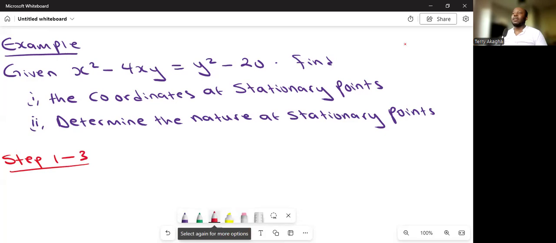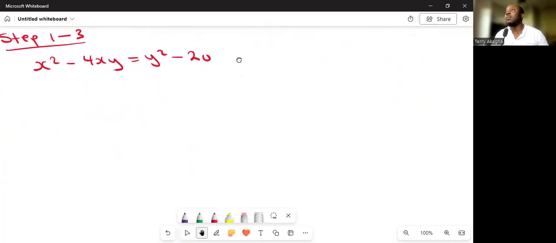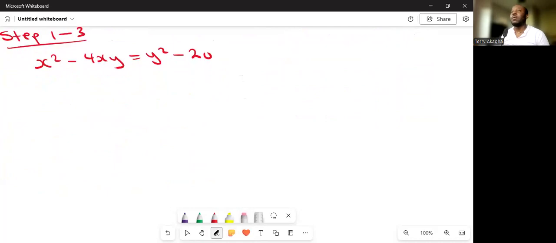So we have x squared minus 4xy is equal to y squared minus 20. Like I did in the previous video, I'm going to differentiate each term separately. We start with x squared. When you differentiate x squared, it gives you 2x. Remember I said when you're differentiating x, you differentiate it normally. The next term we have is 4xy.